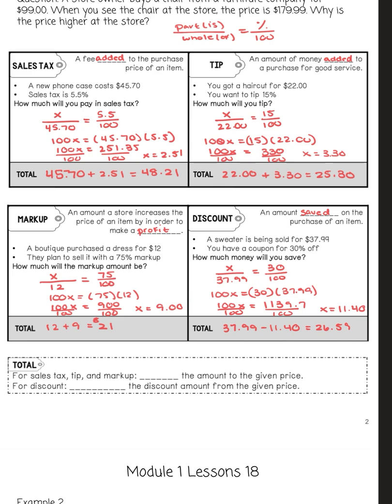All right, so when we're trying to figure out the totals for sales tax, tips, and markups, we're going to add the amount. We saw that from the previous examples. So we add the amount to the given price. For a discount, we're going to subtract.